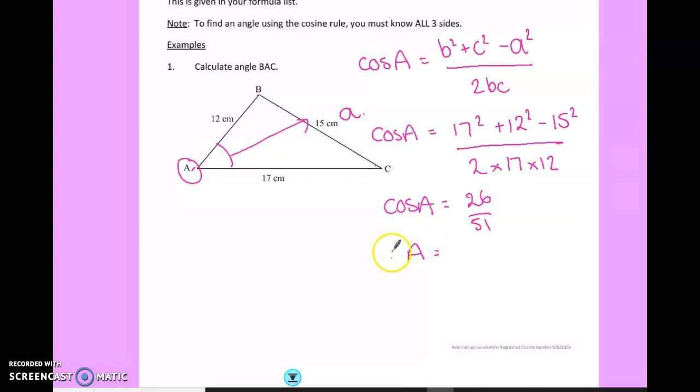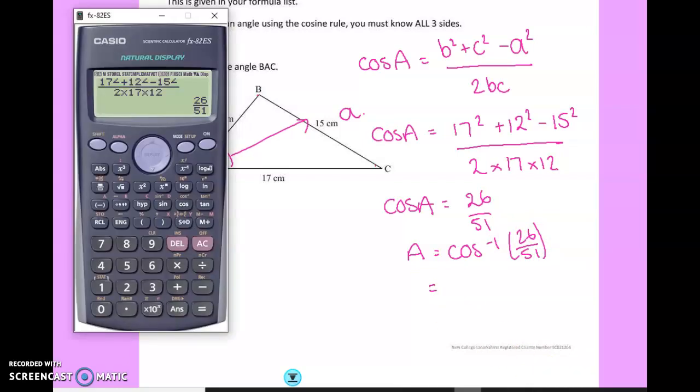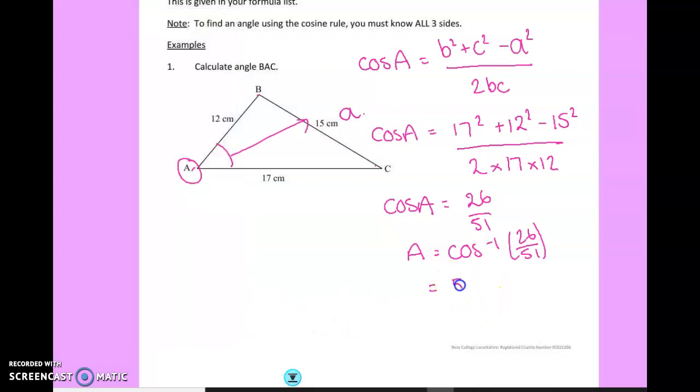That gives me cos A. I want just A, so the opposite of cos, inverse cos. So doing inverse cos of 26 over 51. So shift cos, I had that answer already in, so I could just press the answer button. And that gives me 59.3 degrees. Let's try another one.